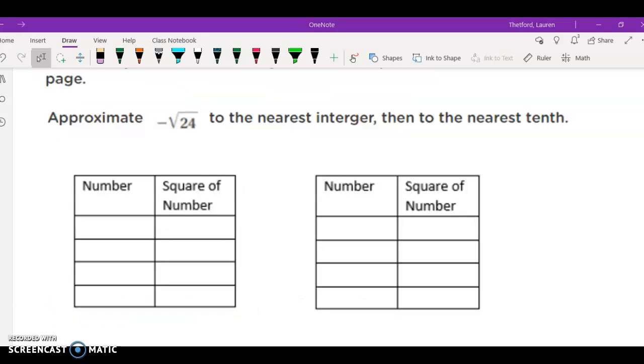So we're going to write down our perfect squares. I'm going to start with 9, and then 16, 25, and then 36.